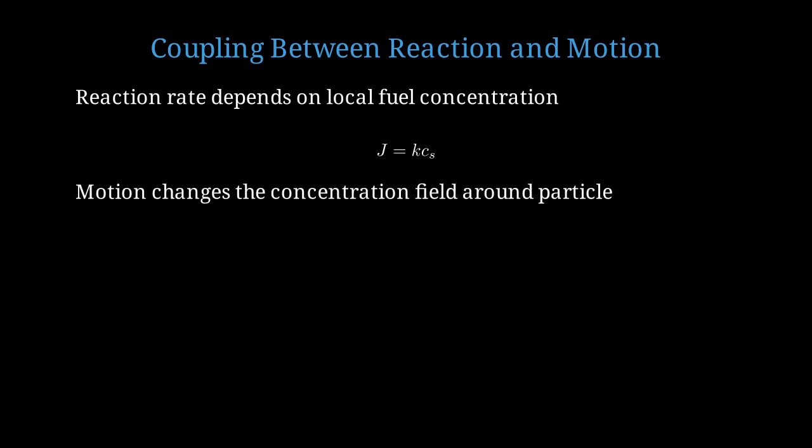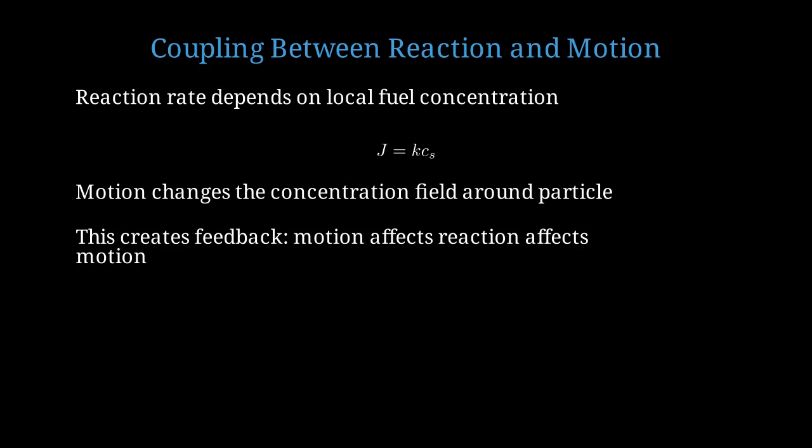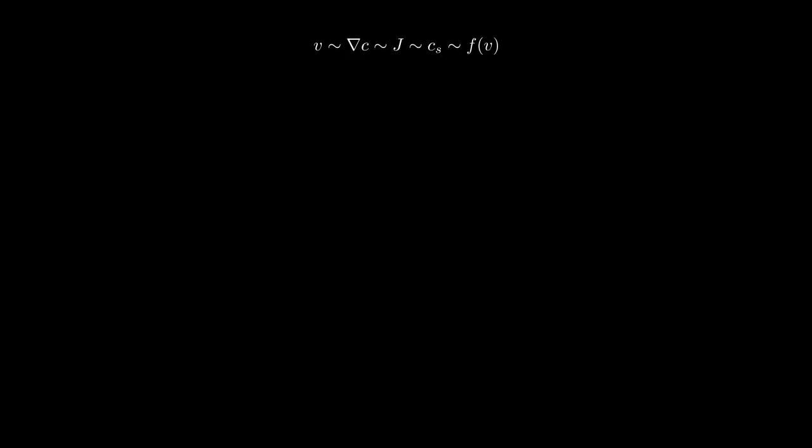Here's where it gets interesting. When the particle moves, it modifies the concentration field around it. A moving particle encounters fresh fuel molecules and leaves behind a wake of products. This is called advection. This creates a feedback loop. The reaction drives motion through phoretic forces, but the motion also affects the reaction by changing the local fuel supply. This nonlinear coupling can lead to complex dynamics. We can write this symbolically. Velocity is proportional to gradient c, which depends on flux J, which depends on surface concentration Cs, which is itself a function of velocity. This circular relationship is the essence of the reaction-motion coupling.